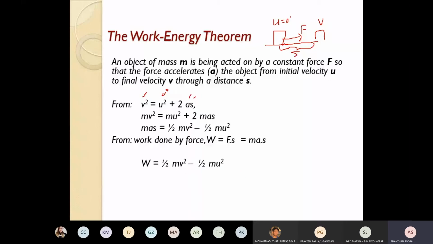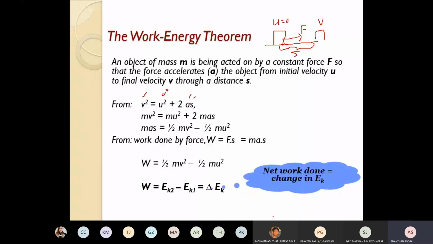But if we start with initial velocity 0, then the work done is the change in kinetic energy. Okay. So the net work done is the change in kinetic energy. This is the final conclusion. If the initial velocity is 0, then the work done is equal to half mv squared, just the kinetic energy of the body. Okay. So this is how you derive the kinetic energy formula.